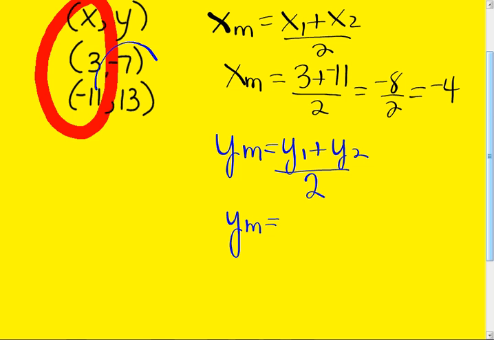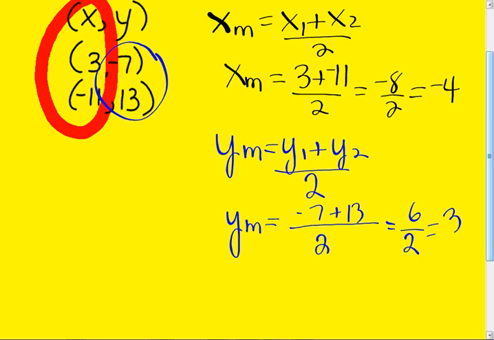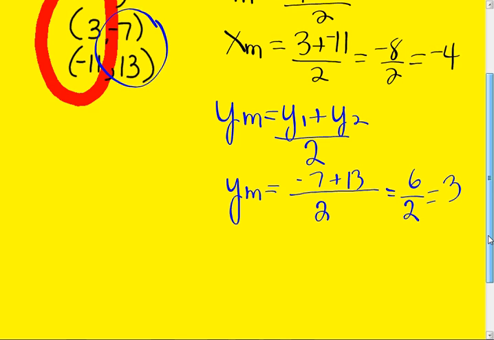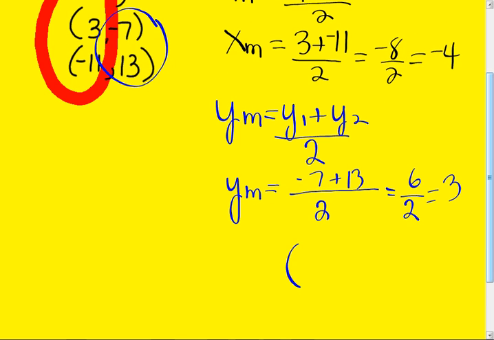So now I want to do these guys. What are the y values? -7 plus 13 over 2, which is what? 6 over 2, which is 3. And let's write it as an ordered pair. -4, 3. If it's written in the wrong order, it's wrong.